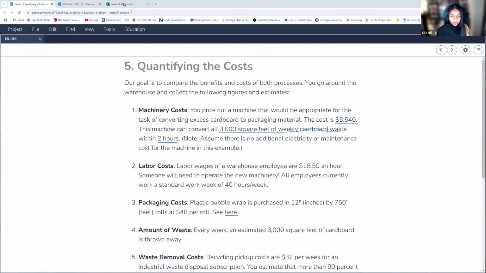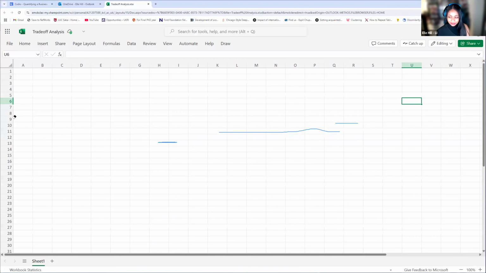So let's organize this here. Oops, get rid of that. Let me clear this. So let's just keep track of our costs. We're going to have, I'll just do item and then costs.